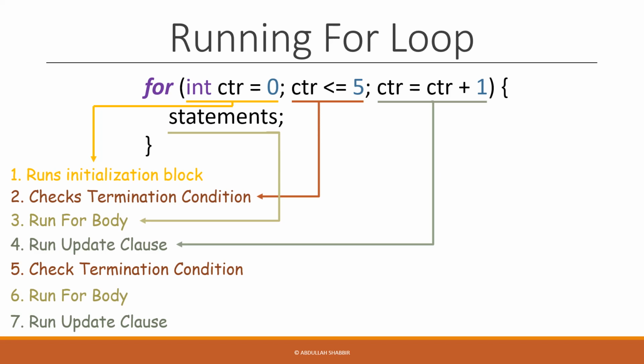This will keep on happening until our control variable is 6, and at that point our condition will be false because 6 is not less than or equal to 5, and Java will get out of the for loop. Let's write the print table function with the for loop next.